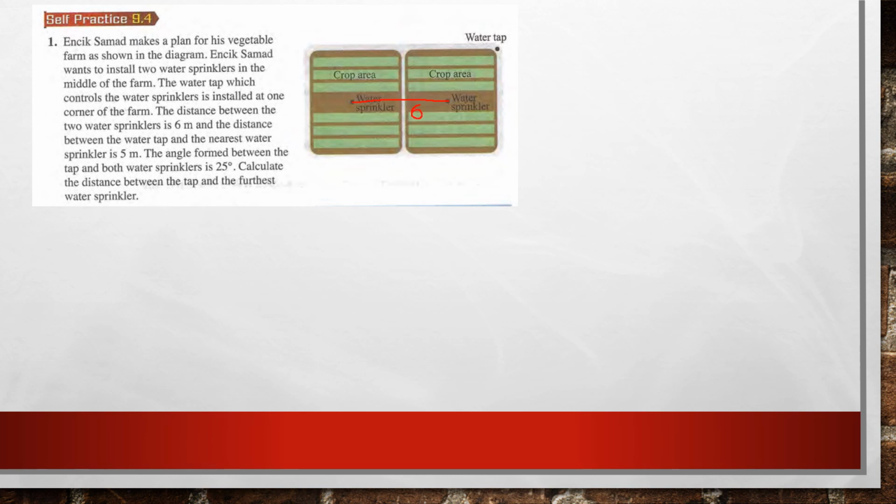And the distance between the water tap and the nearest water sprinkler. So the water tap is here, and this is the nearest water sprinkler. So the distance is 5. The angle formed between the tap and both water sprinklers, so you can form a triangle here. The line to another water sprinkler, so this is the angle. The angle here is 25.